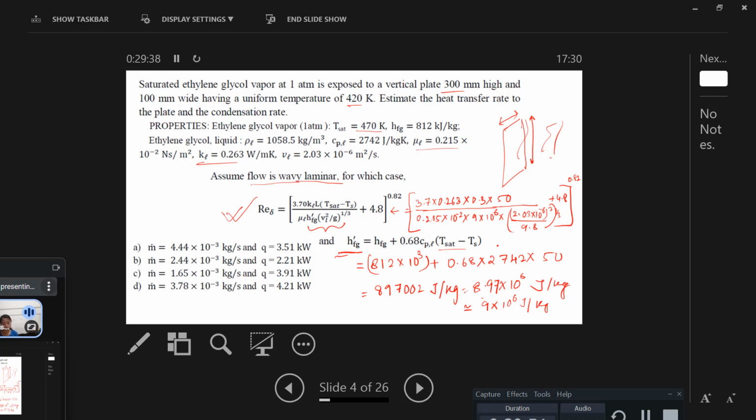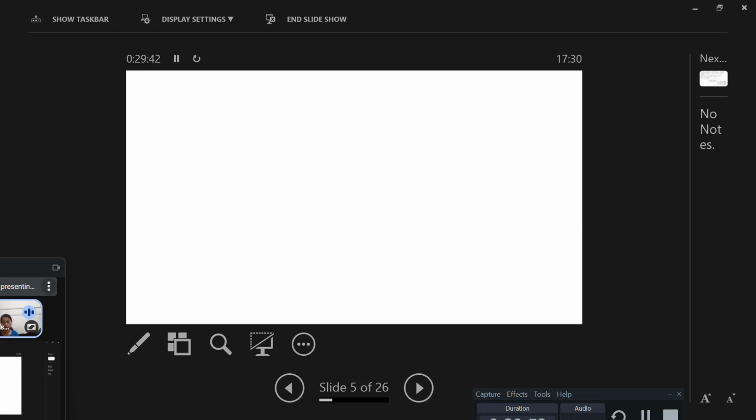Okay, so if we calculate this whole thing, we get Re delta. I'll write in the next page. So Re delta, what is it coming to? Around 45.4. That means it is clearly laminar. So whatever our assumption was, it's correct.